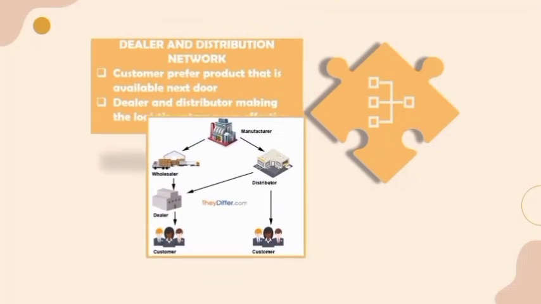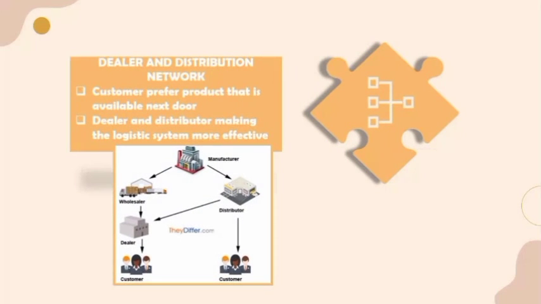The next element is dealer and distribution network. Both of them are the vital link between manufacturer and a customer. A customer prefers products that are available next door. An extensive network of dealers and distributors make it possible for a company to reach wider customers. A distributor who is willing to keep adequate stocks of the product make the logistics system more effective.